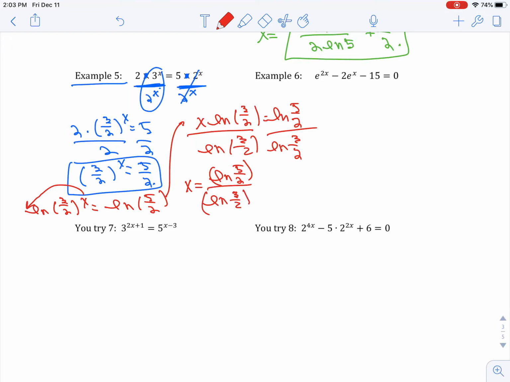Now, I'll point out to you at this point for this problem that you could say, well, in the numerator I have the log of a quotient, and so I can rewrite that as the difference of the logs. So ln 5 minus ln 2. And then same thing in the denominator, I have the log of a quotient, so I can rewrite it as ln 3 minus ln 2. Okay, and that would be perfectly acceptable.